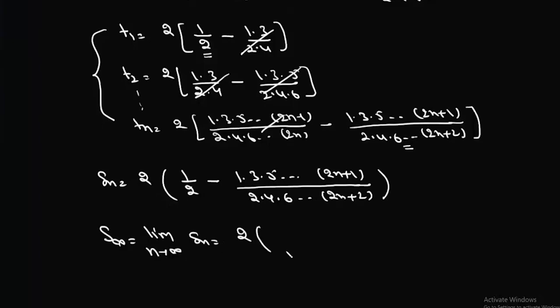Now it will be 2 into 1 by 2 minus... Now here the number of terms is n, and here the number of terms is n plus 1. So here in the denominator, the power of n will be greater, so it will be simply 0. So the answer to this series will be 1. And that is the answer to this question.